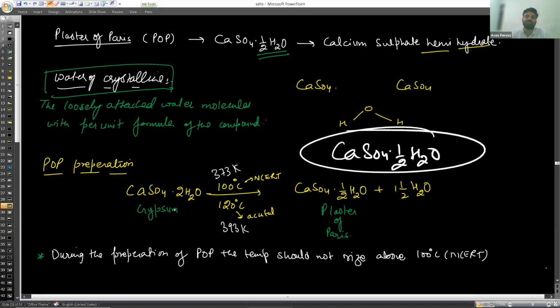It should be heated at a specific constant temperature of 100 degrees Celsius, or 373 Kelvin. When you heat it, it gives CaSO4 dot half H2O, and the water molecules evaporate. During the preparation of POP, the temperature should not rise above 100 degrees Celsius. So memorize it and then let me know.